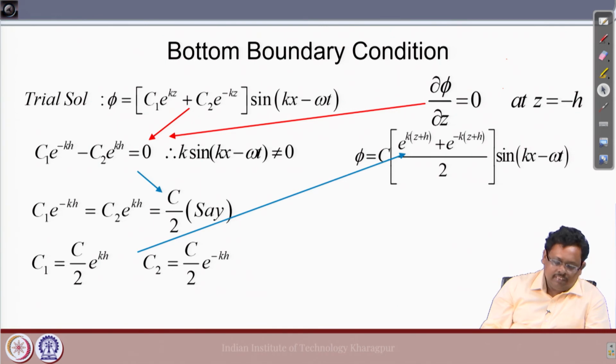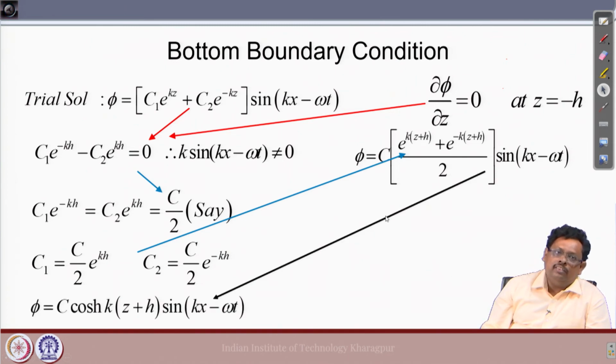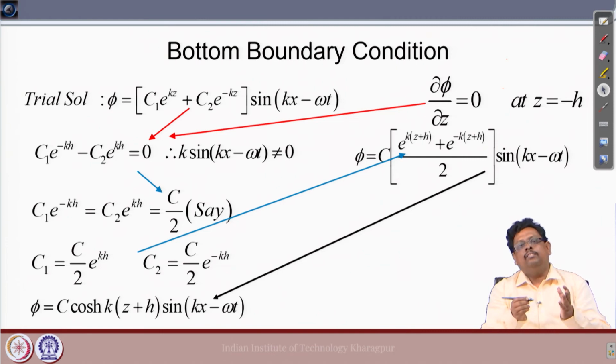Once I substitute and do some mathematical adjustment, I will get the first term C into e to the power k(z plus h), and minus k(z plus h), divided by 2. Now, this is a hyperbolic function, it is cosine hyperbolic. Therefore, I can get the solution phi equal to C cosh k(z plus h) into sin(kx minus omega t). Now, here still I do not know the value of C, so I need to find it. We need to use some more boundary conditions to get the value of C.